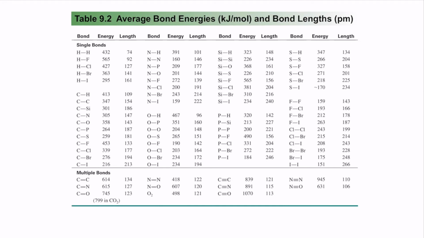This is a table that shows different bond energies of different bonds. For example, if you take carbon and hydrogen, the bond energy is around 413 with a bond length of 109. So this is a table that shows you the general bonds. You can also see there are bonds that are multiple. For example, multiple bonds end up giving more energy. So the higher the bond order, the higher the energy and the smaller the length.